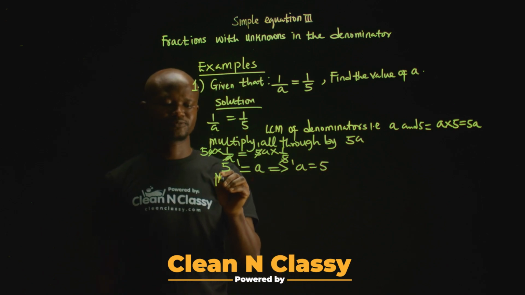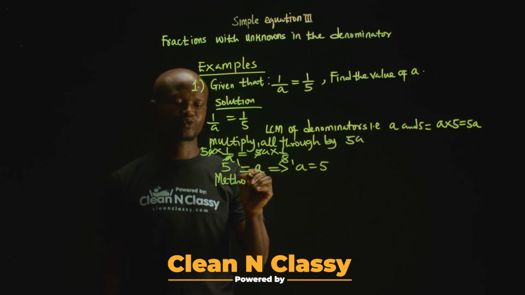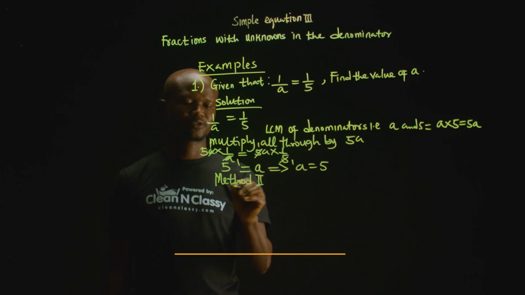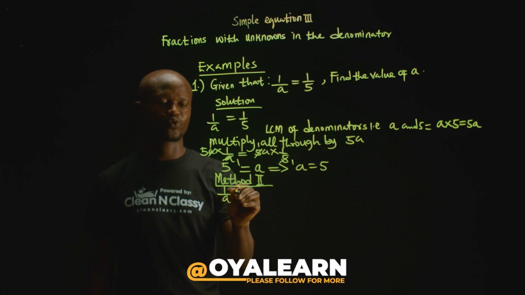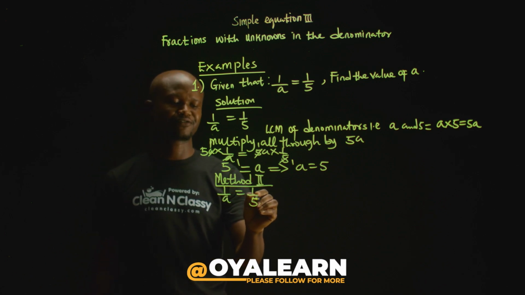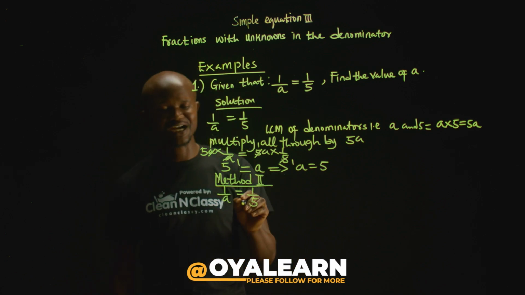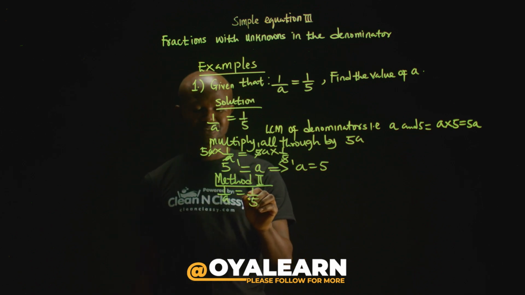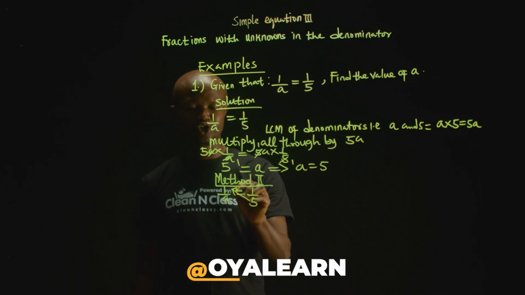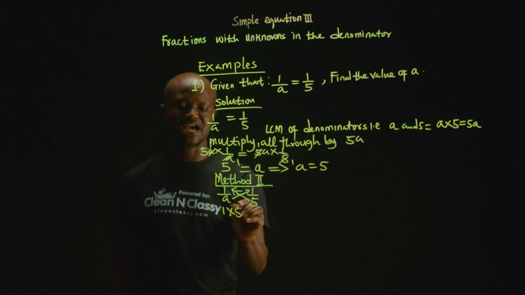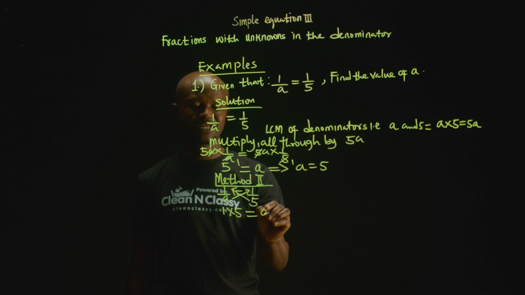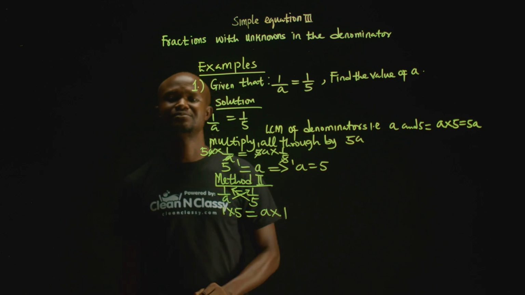Method 2 for the same question. Now we have 1 over a is equal to 1 over 5. From here we can just cross multiply. By cross multiply, what do we have? We have 1 times 5 equals a times 1.